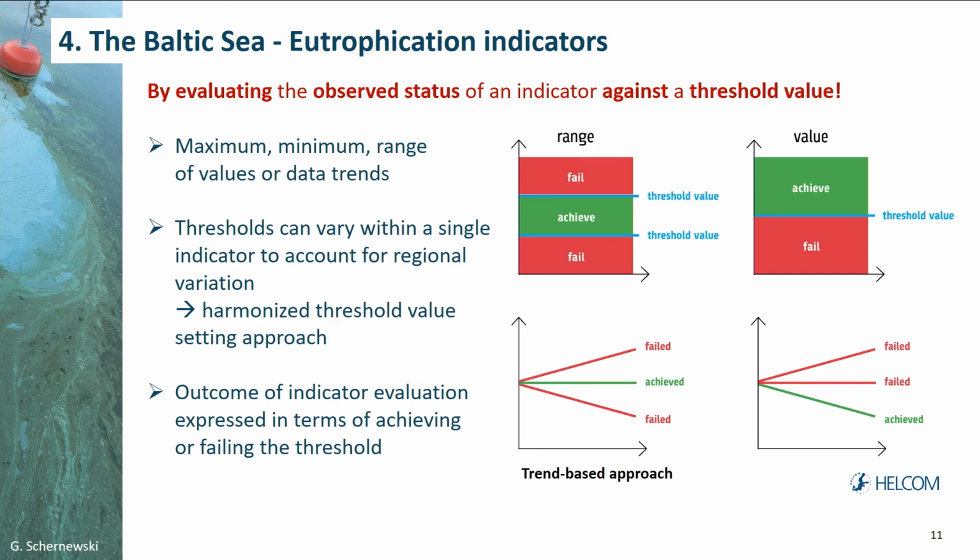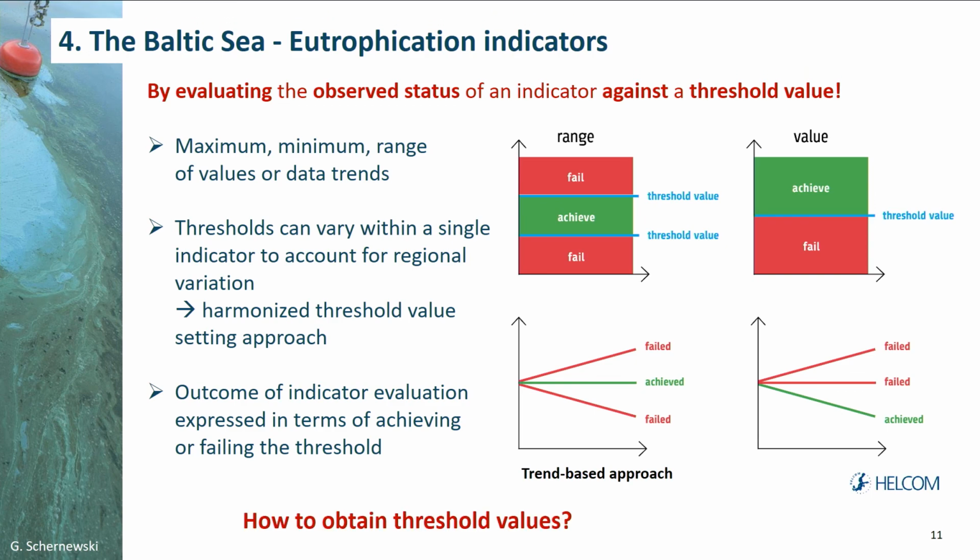Threshold values can vary between subbasins for a single indicator to account for the differences in local, biological, and hydrological conditions. In such a case, a harmonized threshold value setting approach is crucial. Finally, the outcome of an indicator evaluation is expressed in terms of achieving or failing the threshold value, and thus determines if a good status is achieved or not.